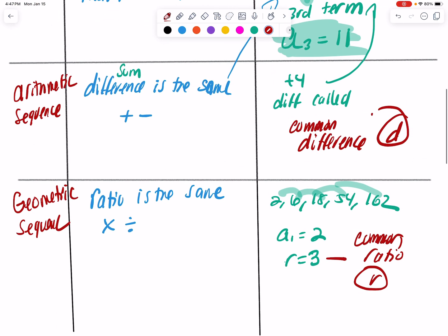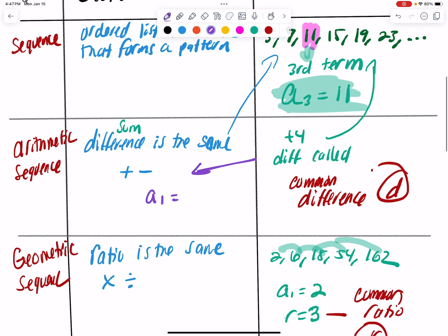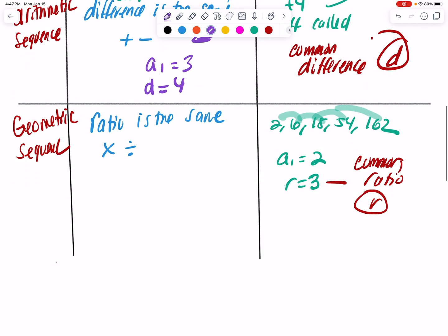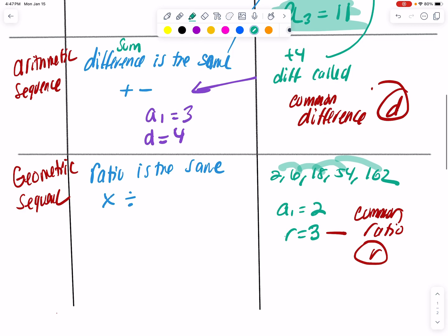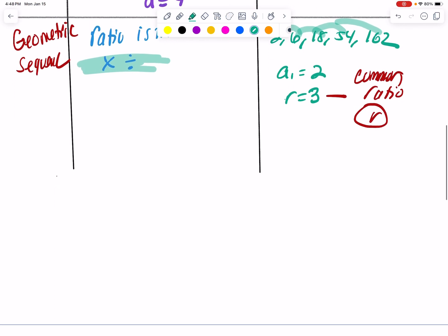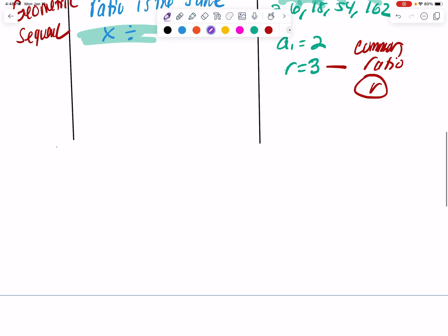Okay, so for the arithmetic one, A1 is 3 and the difference is, what was it again? 4. It could be positive. Remember, this one is plus or minus. This one is multiply or divide, okay? And the plus or the minus could be negative or positive, FYI.